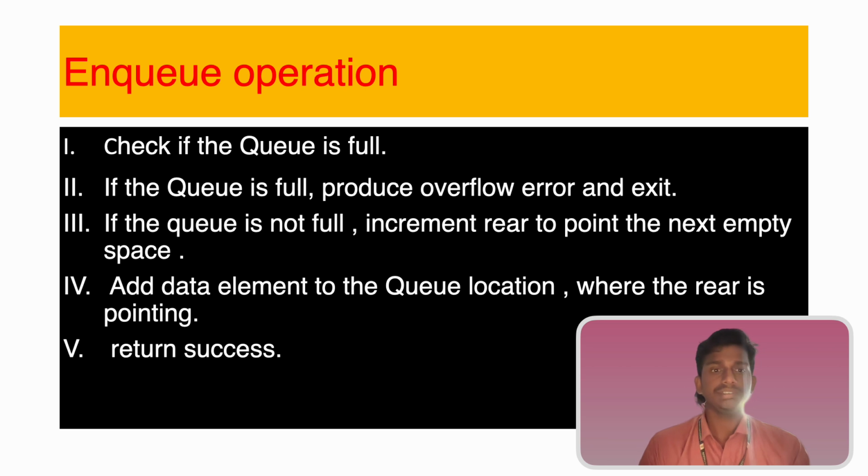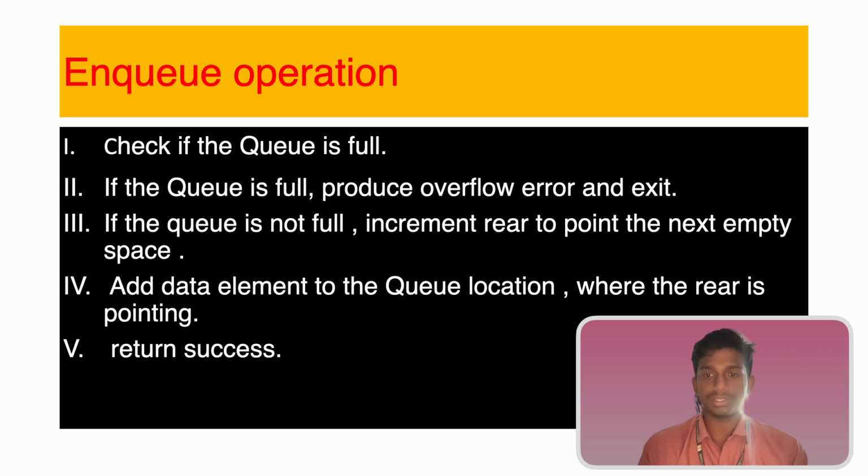Let me explain the features of enqueue. Check if the queue is full. If the queue is full, produce an overflow error and exit. Whenever the queue is full, we are not able to insert any kind of element into the queue, so it shows the overflow error and then exits. If the queue is not full, increment rear to point to the next empty space. Add the data element to the queue location where the rear is pointing, and return success.